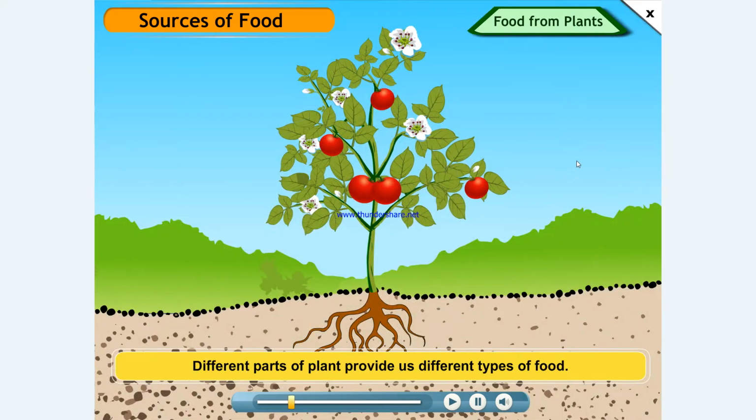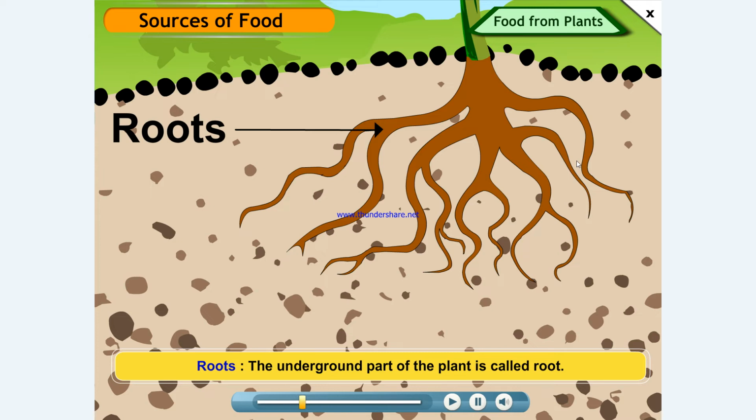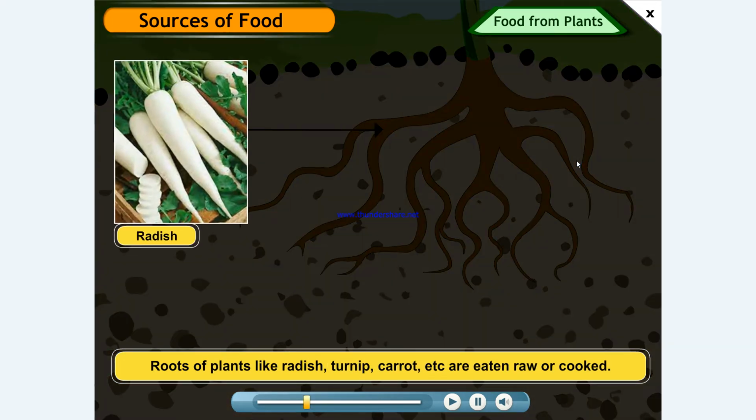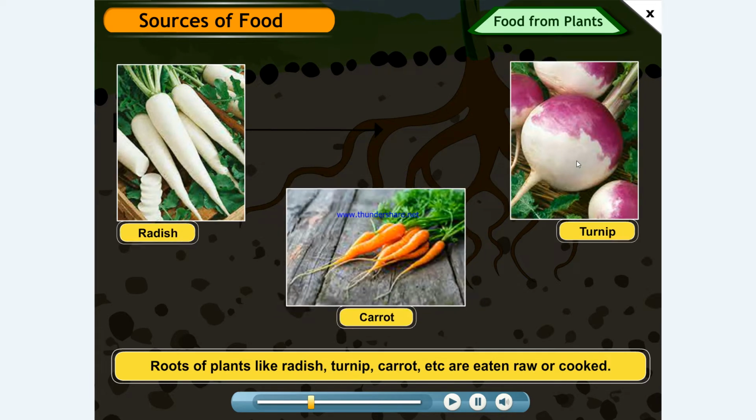Different parts of plant provide us different types of food. The following figure shows the different parts of plant which provide us the food. Roots. The underground part of the plant is called root. Roots of plants like radish, turnip, carrot, etc. are eaten raw or cooked.